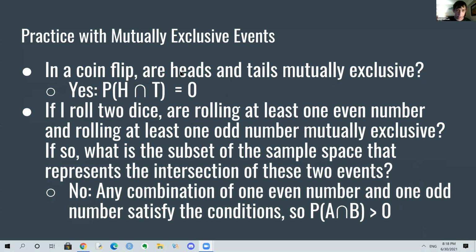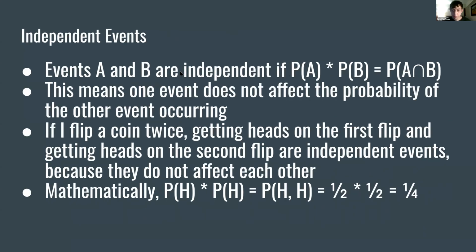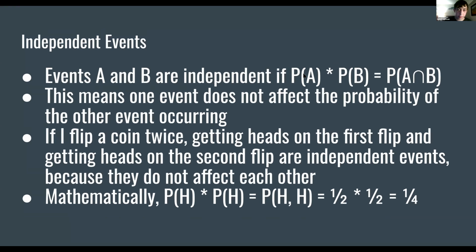Now we're going to talk about independent events. Events A and B are independent if the probability of A times the probability of B is equal to the probability of A intersection B, which is the same as the probability of A and B happening together. If two events are independent, it means that one event does not affect the probability of the other occurring.